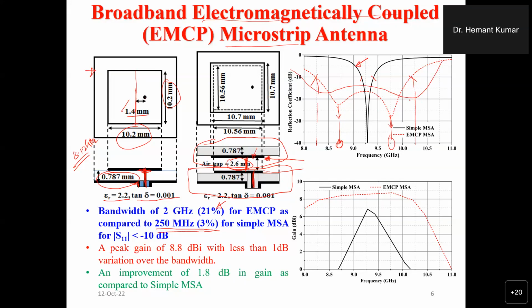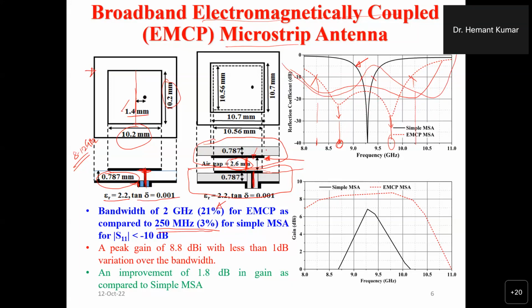So you have to compromise somewhere in terms of bandwidth. If you further increase the gap between these two patches, you may get a dual band like this, right? So you have to compromise. You have to design accordingly based on your requirement. You have to optimize this gap.